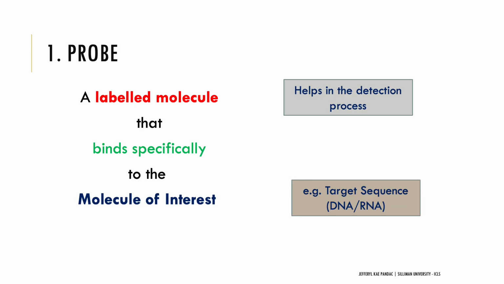The first basic component of a nucleic acid hybridization assay is the probe, which is defined as a labeled molecule that binds specifically to the molecule of interest. Probes are often produced through recombinant technology. The molecule of interest here would either be your target DNA or RNA sequence. The probes help in the detection process and determine the specificity of the hybridization reaction.